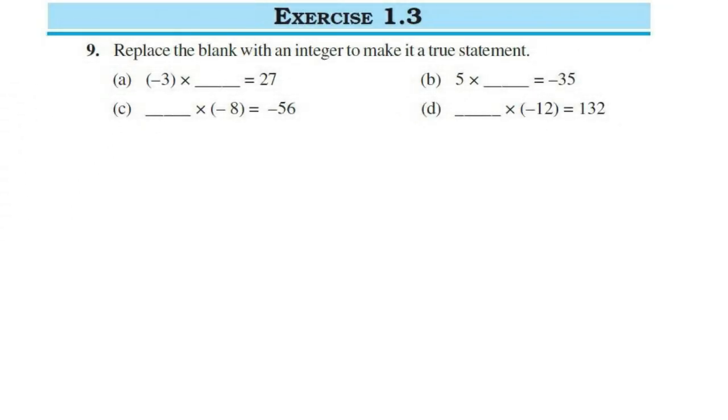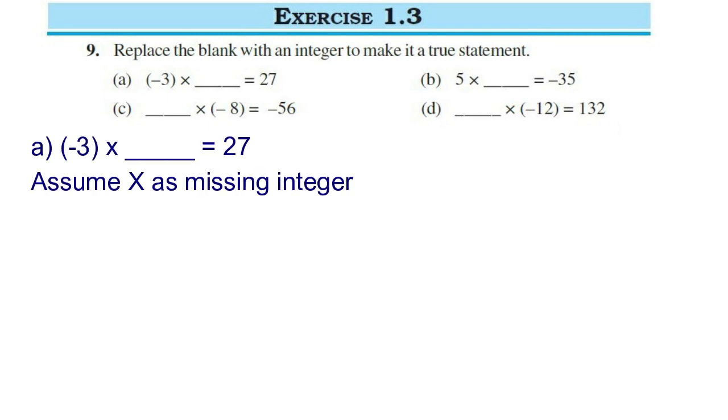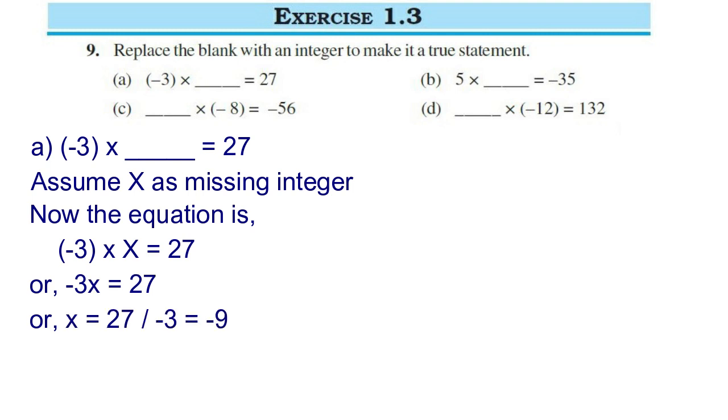Problem number 9. Replace the blank with an integer to make it a true statement. Problem A. Minus 3 into what equal to 27. So if you assume x as the missing integer, then we can write the equation minus 3 into x equal to 27, or x equal to 27 by minus 3, or we can write x equal to minus 9.